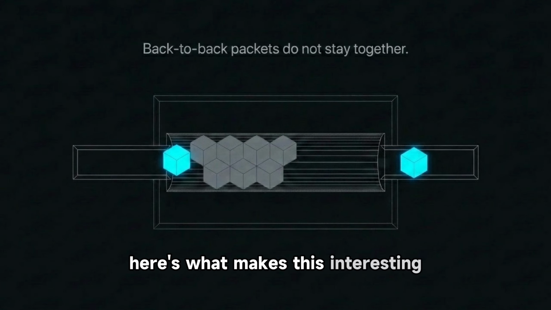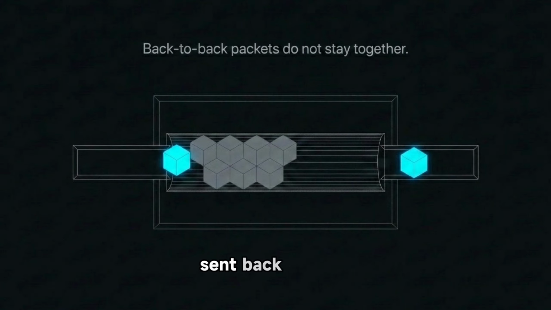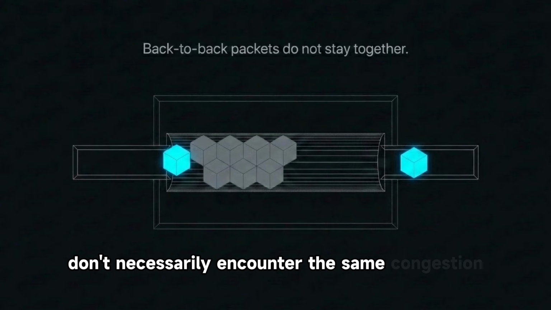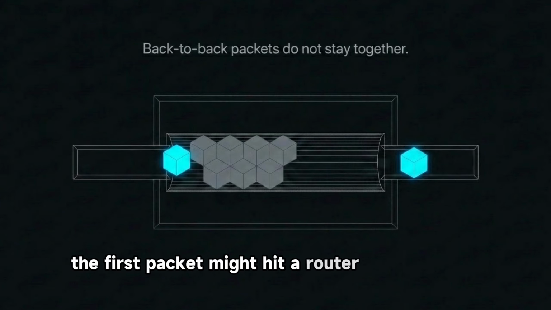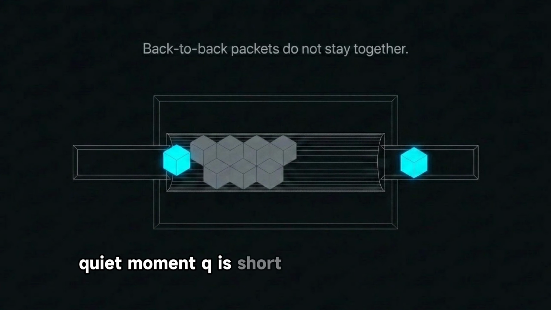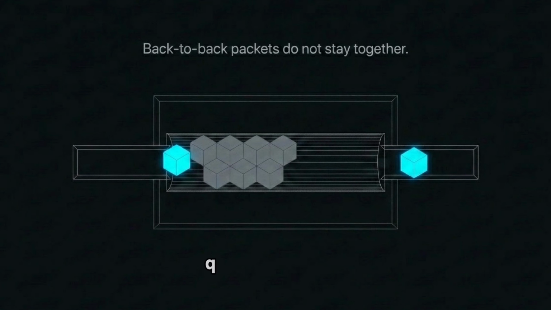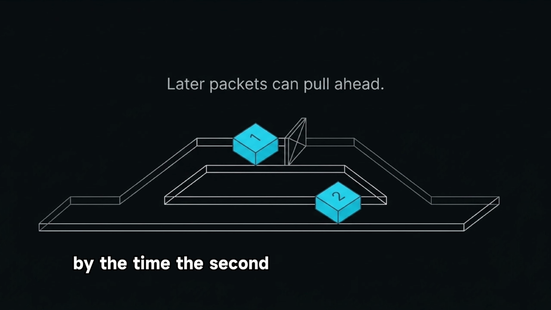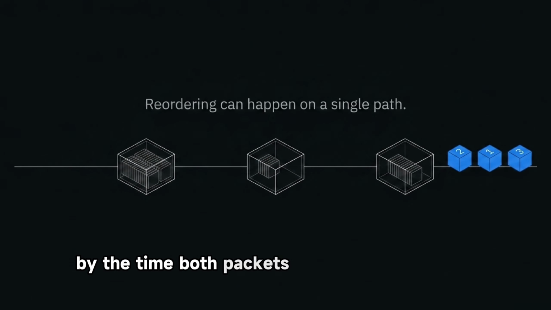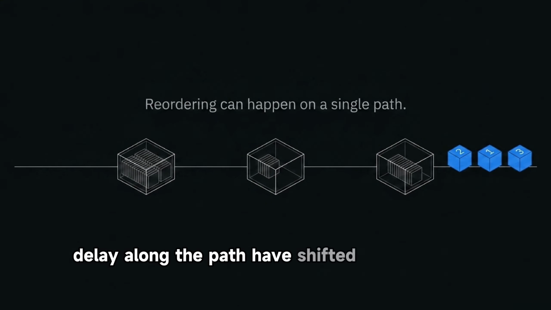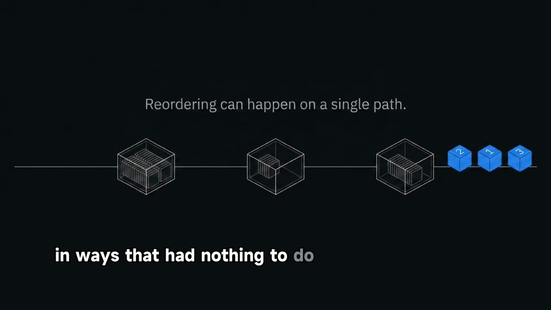Here's what makes this interesting. Packets from the same stream, sent back to back, don't necessarily encounter the same congestion. The first packet might hit a router during a brief quiet moment. Queue is short, it passes through fast. The second packet, arriving a fraction of a second later, hits the same router at the peak of a burst. Queue is long, it waits. By the time the second packet exits that router, the first packet has pulled ahead. On the next router, the situation might reverse. By the time both packets reach the destination, the accumulated differences in queuing delay along the path have shifted their relative order in ways that had nothing to do with how they were sent.